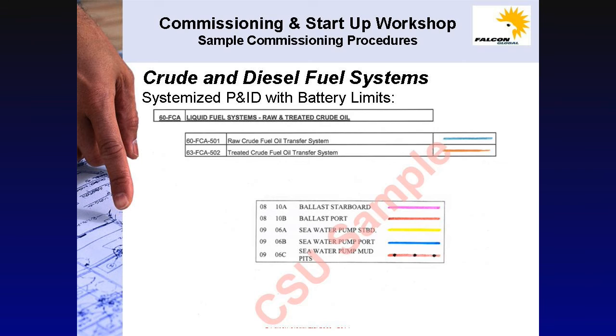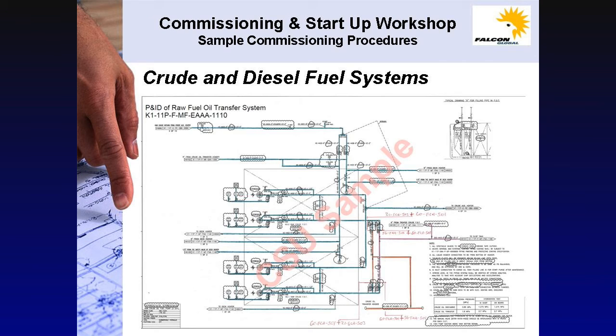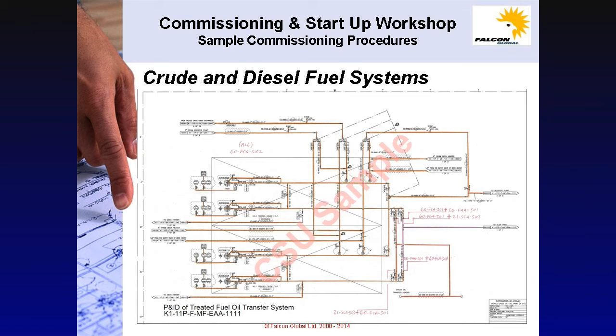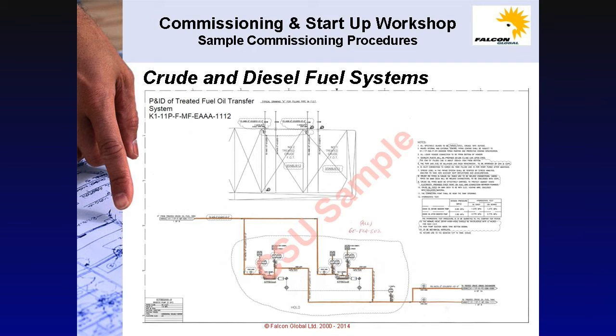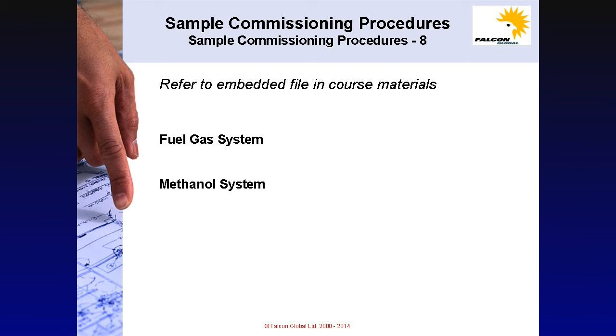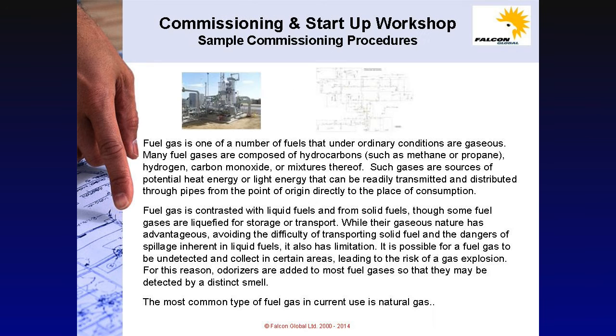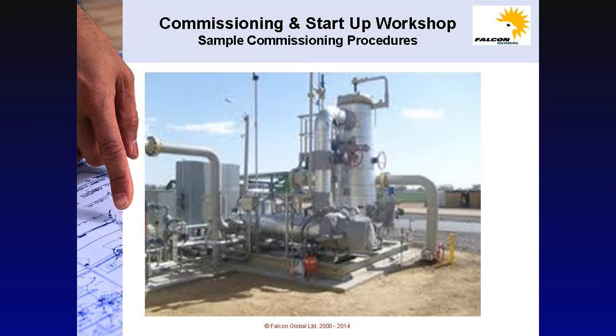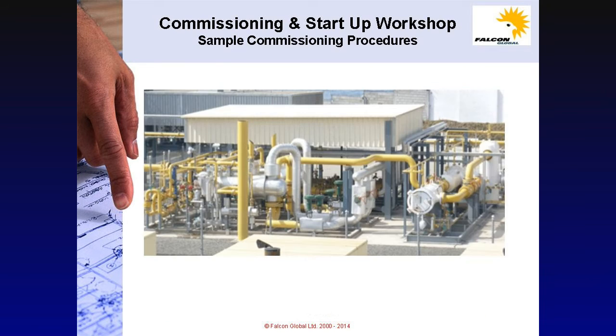On slides 145, 146 and 147, notice how multiple systems are color-coded on the P&IDs. These include the raw crude fuel oil transfer system in blue and the treated crude fuel oil transfer system in brown. Slide 148. Further samples of commissioning procedures for fuel gas and methanol systems are embedded on this slide, with details of fuel gas and methanol systems on slides 149 to 151.